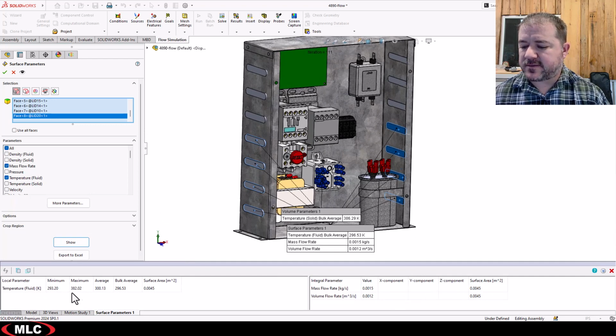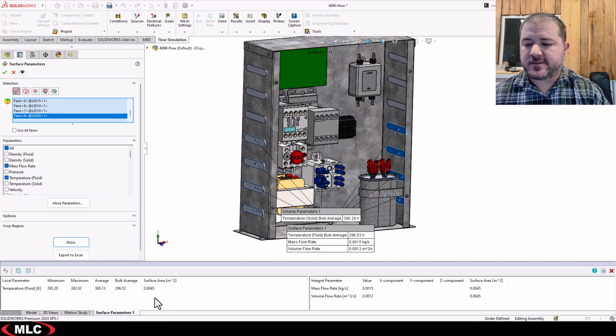The temperature in this case, the maximum temperature is 380. The minimum is 290. That's a massive swing. There's a lot of temperature difference there. But the average is 300, so it's clearly closer to the minimum. And the bulk average is even lower than that.